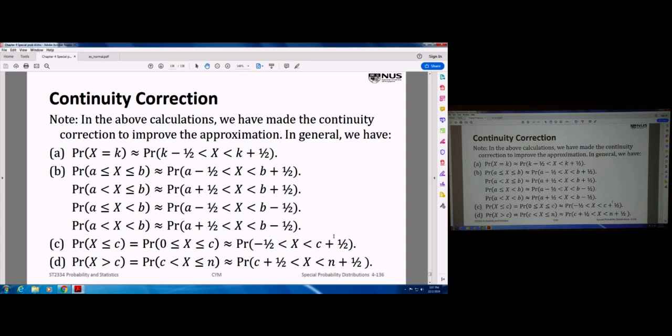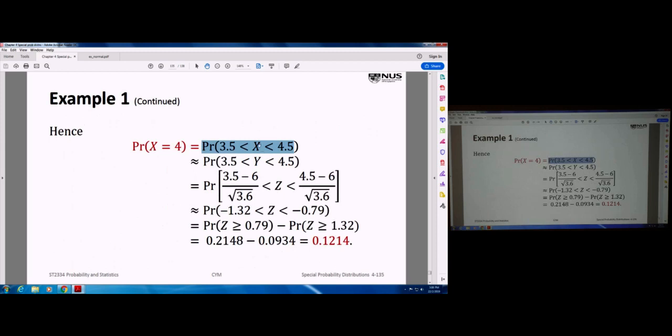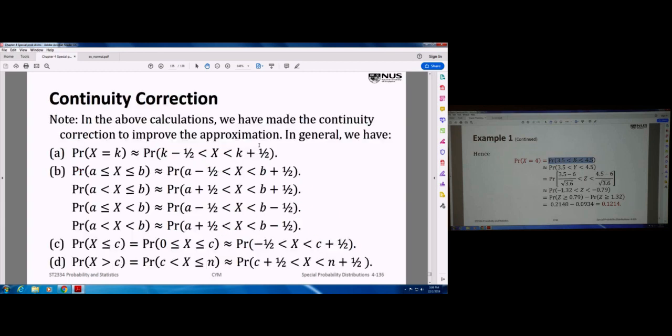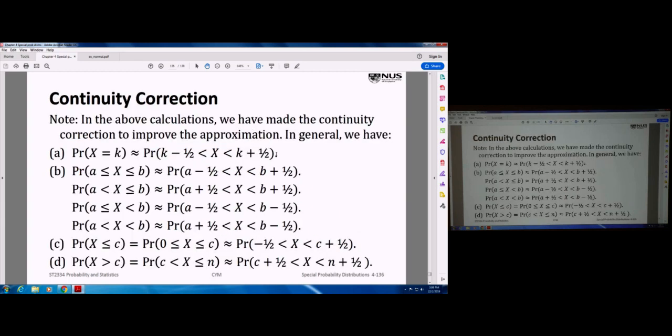In the previous calculation, where do the numbers 4.5 and 3.5 come from? This is called a continuity correction. If we want to approximate the probability that X is equal to k, we consider the probability that X is within the interval k plus or minus a half. And if I want to approximate the probability that X is less than or equal to b, or greater than or equal to a, I use this approximation here.